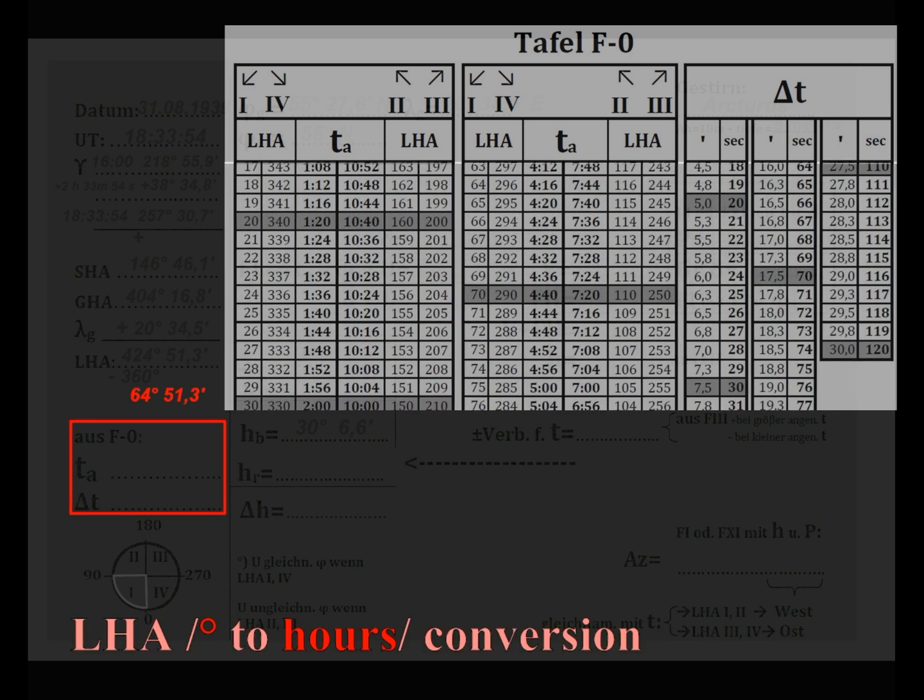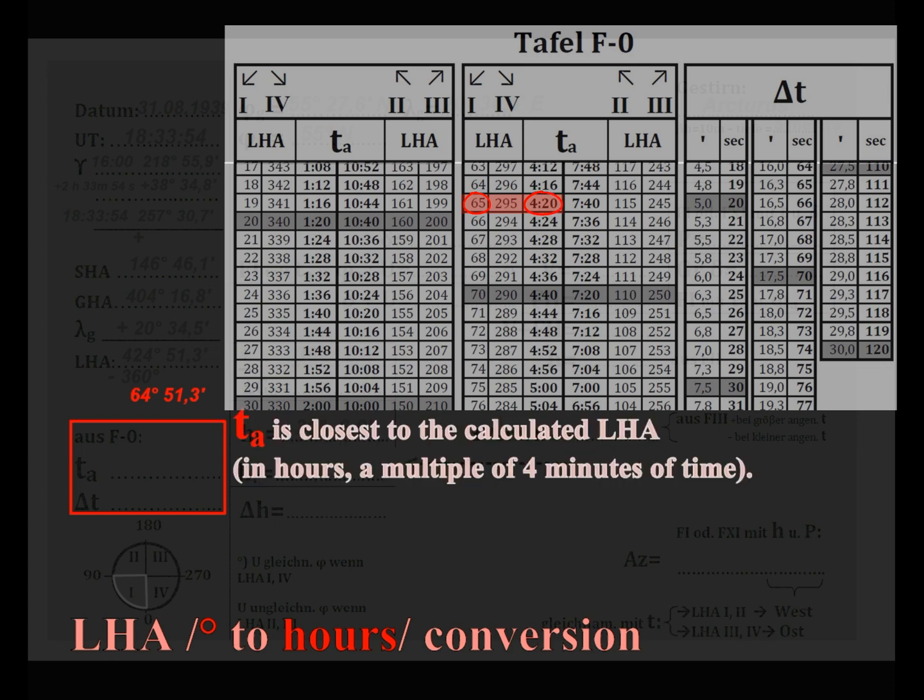To do this, you need to answer two questions. The first question is, what is the closest full degree of the calculated value of the local hour angle? In our example, this is 65 degrees. Using the value of the full degree, it is necessary to extract from the table the corresponding value of the local hour angle TA in hours and minutes, a multiple of 4 minutes. 4 hours and 20 minutes in our case.